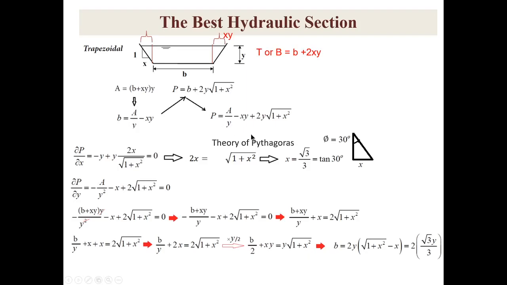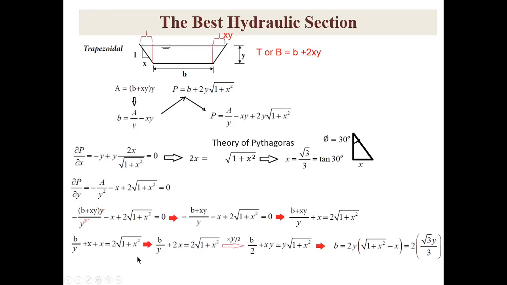How can we derive this equation? You only need to find b from here. You see b equals A over y minus xy. Then replace this b here, and finally this equation will be the wetted perimeter. Therefore, P equals A over y minus xy from b, then plus 2y square root of 1 plus x squared. This part is from here.